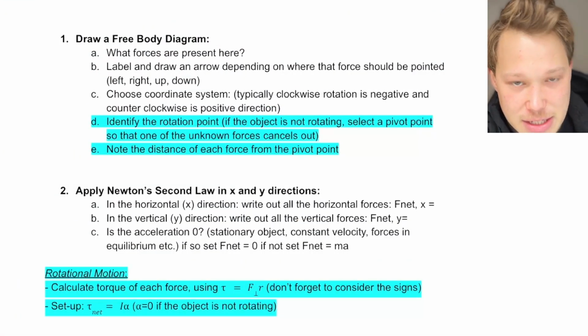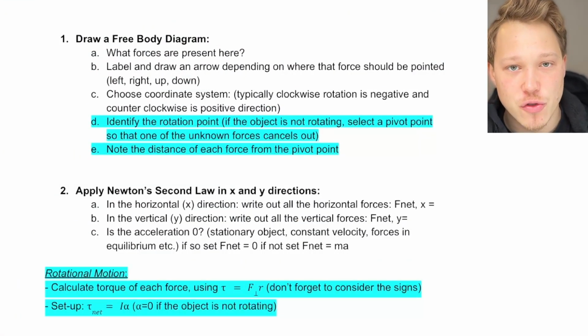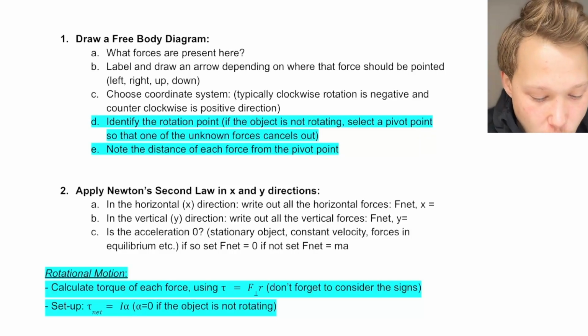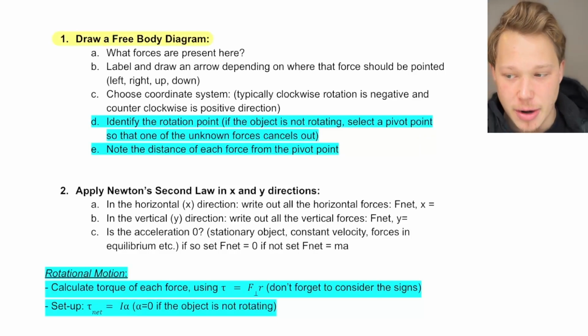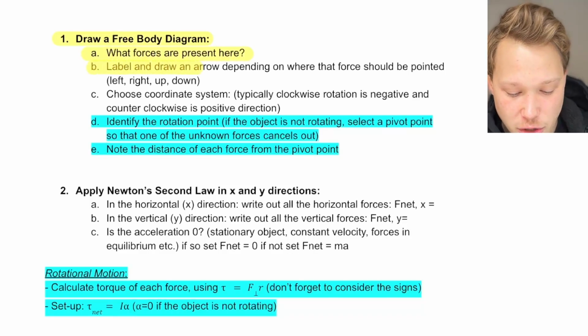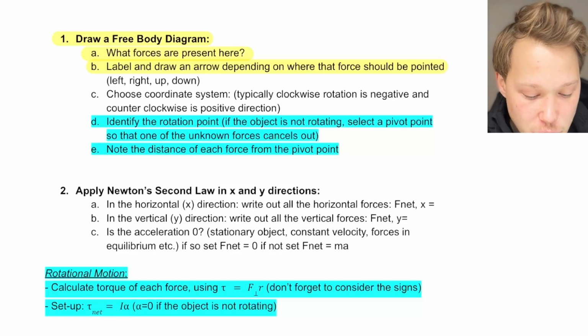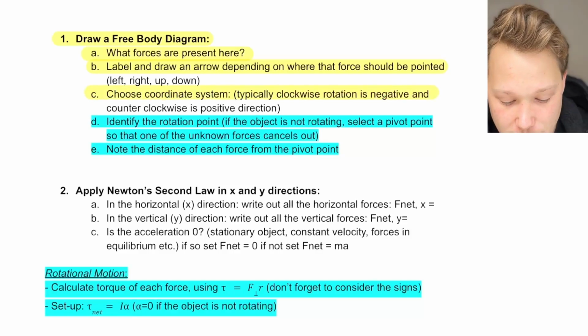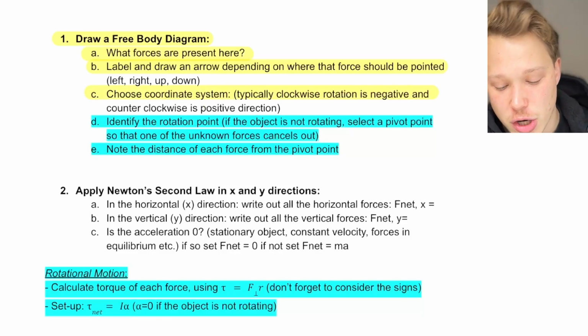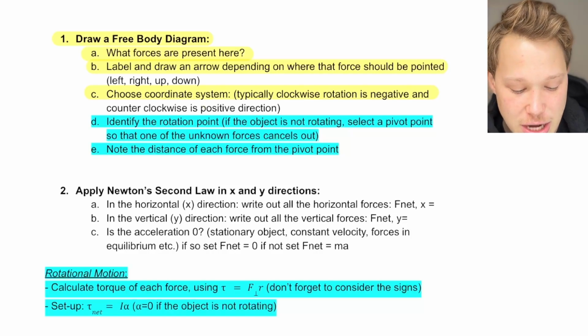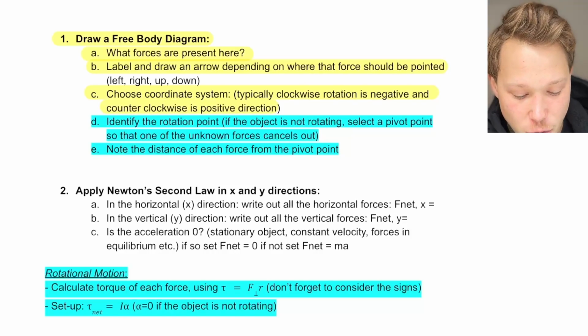So our method is essentially the same as it was for approaching problems that had to do with forces, right? We always start by drawing a free body diagram. We ask ourselves what forces are present and where are those forces pointed: left, right, up, down, or at an angle. We choose a coordinate system, right? So typically when we talk about torque, clockwise is a negative direction and counterclockwise is positive. Then we need to identify the rotational point.